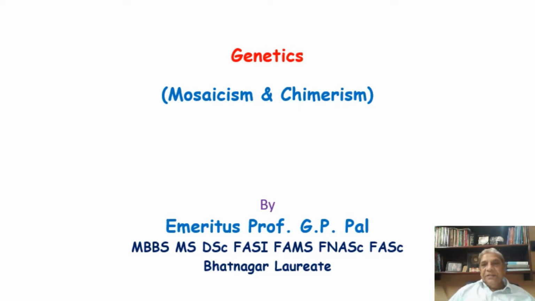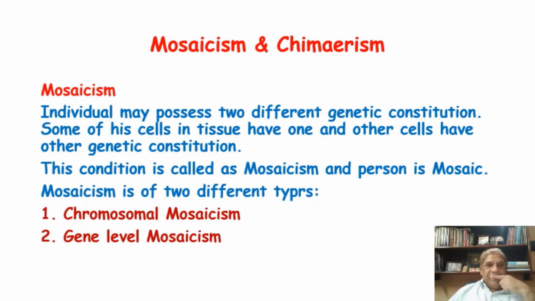So we will learn the detail of this. First we will learn about mosaicism and the mosaic, and then we will go to chimerism and learn about a chimera. Now this is the first, mosaicism. An individual may possess two different cell lines, two different genetic constitutions. Some of his cells in the tissue have one, and other cells may have the other genetic constitution. A few cells in the body will have one constitution of the genes, while the remaining cells will have the other constitution of the genes or chromosomes.